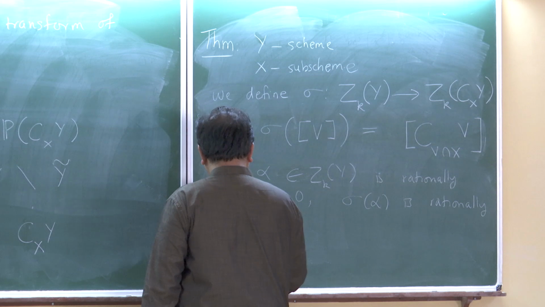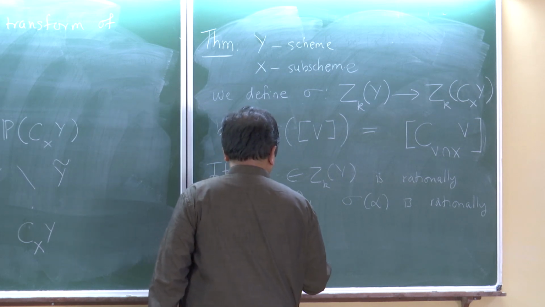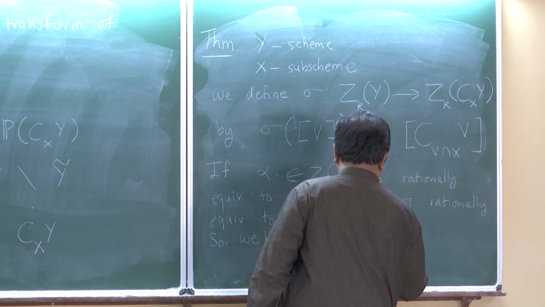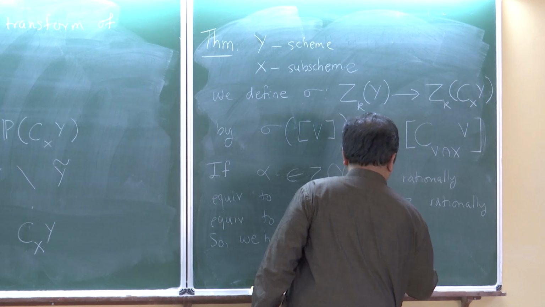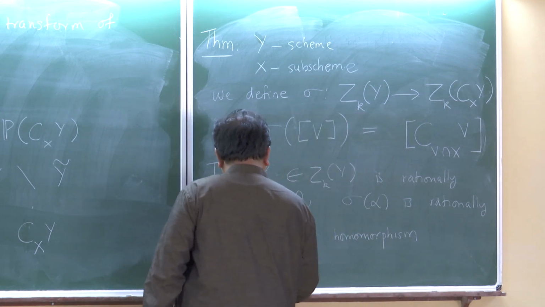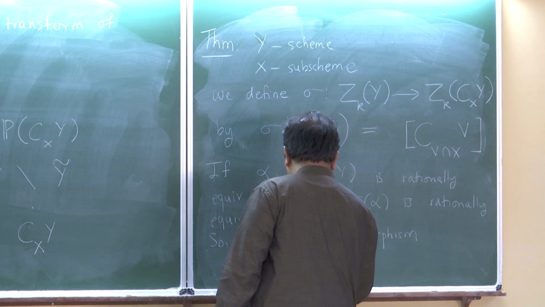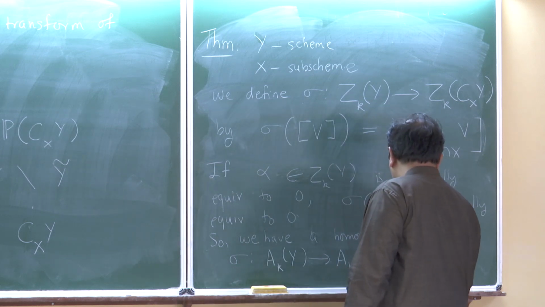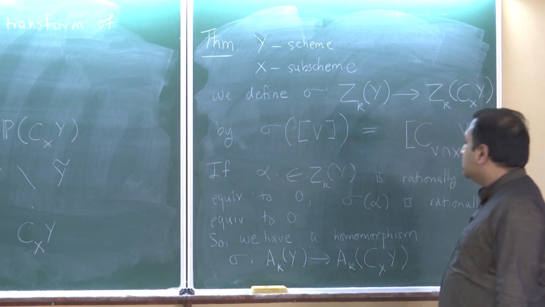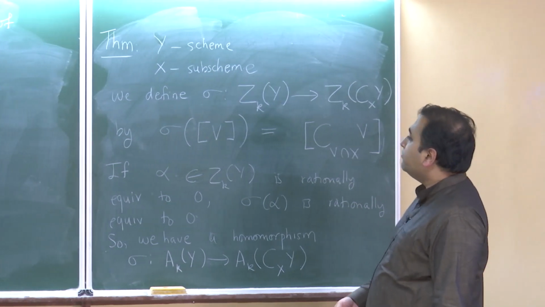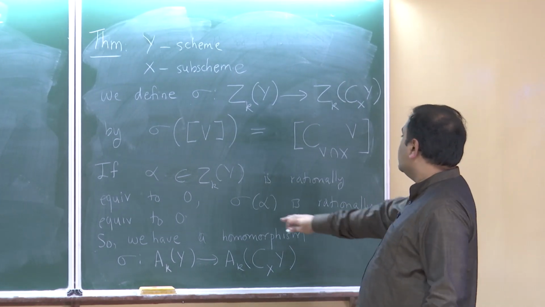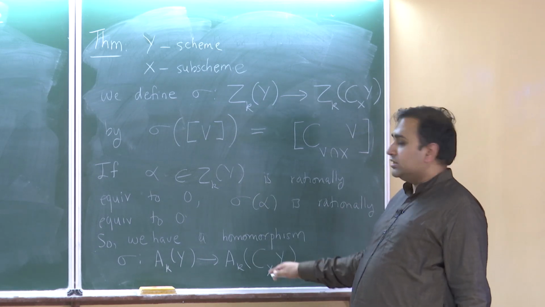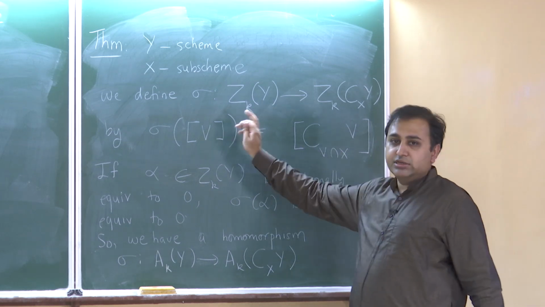And so we have a homomorphism sigma from A_k(Y) to A_k(C_XY). When I prove this, I'm following Fulton's proof, so I'm not going to prove this exactly. I'm just going to define a morphism and define a homomorphism like this and check how it behaves on these generators, right?